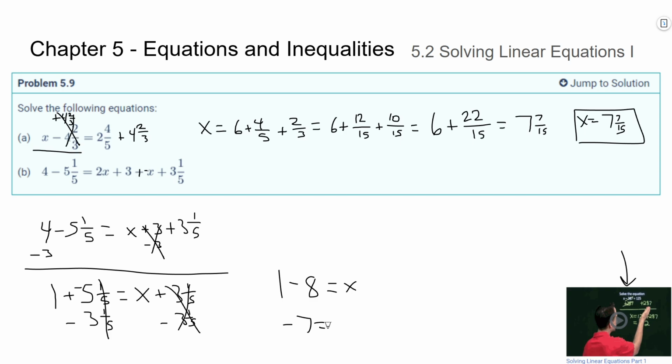So negative 7 equals x, or x equals negative 7, however you want to write that. And again, if we were to plug that into this equation here, we should get a true statement, an equal value on both sides. So x equals negative 7. Didn't really write that very well. There we go.